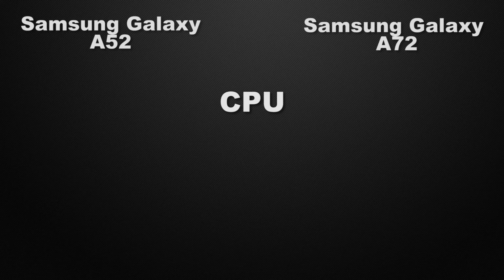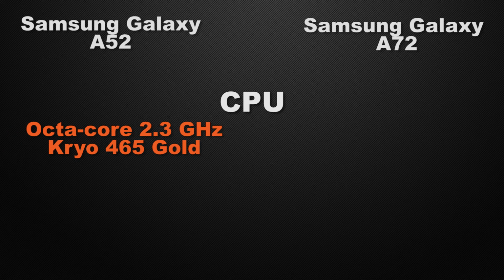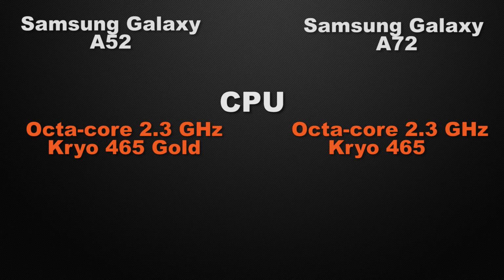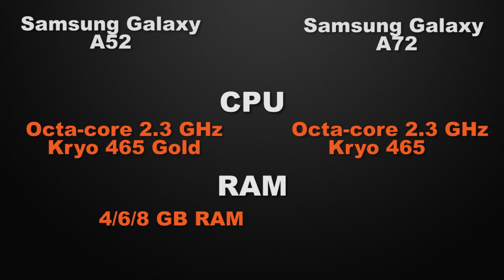Let's talk about the clock speed of the devices. A52 can clock at 2.3 GHz based on an octa-core Kryo chipset, whereas A72 can also clock at 2.3 GHz based on an octa-core Kryo chipset. So clearly it's a tie here because both of the devices come with the same clock speed. And about the RAM variants in the devices, A52 comes with 3 RAM variants, 4, 6 and 8 GB of RAM, whereas A72 has 6 and 8 GB of RAM options. So clearly A52 has the advantage here because it has 3 RAM options.